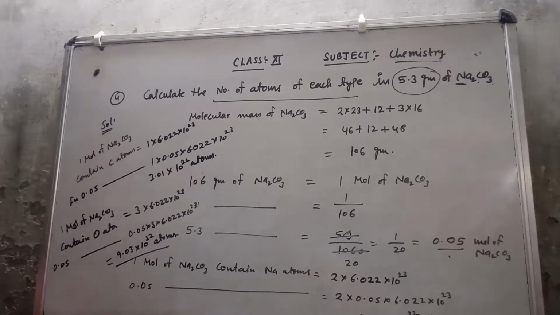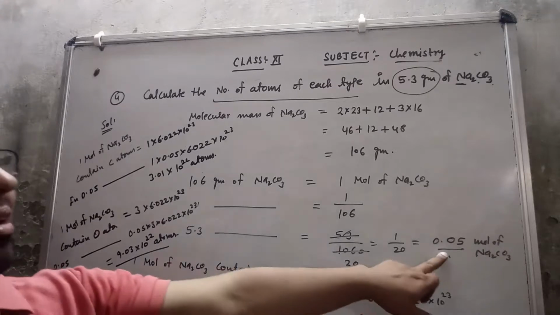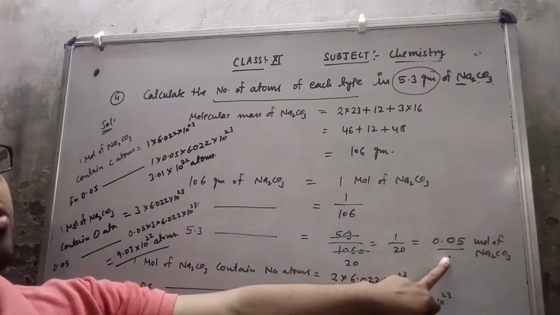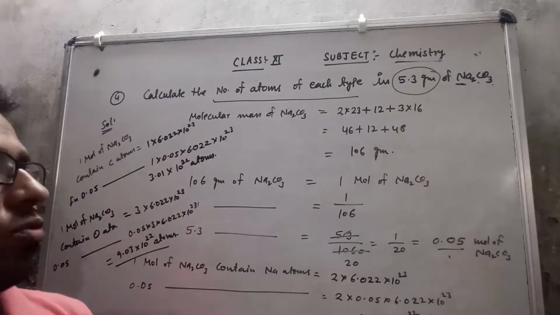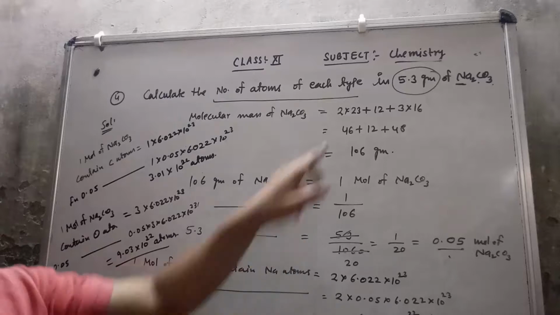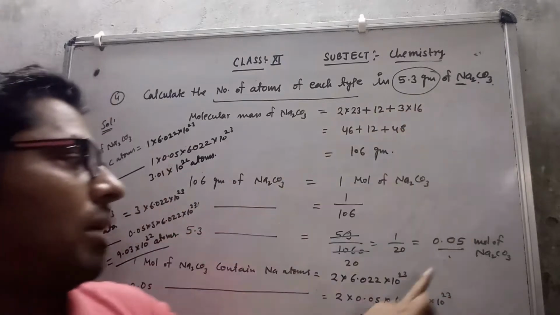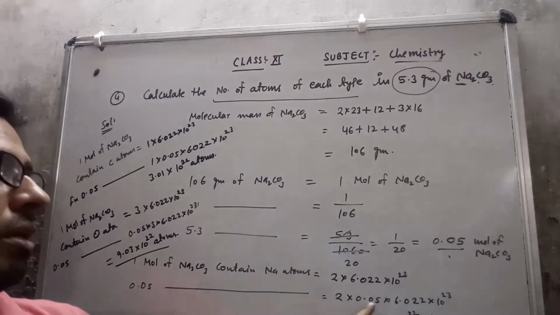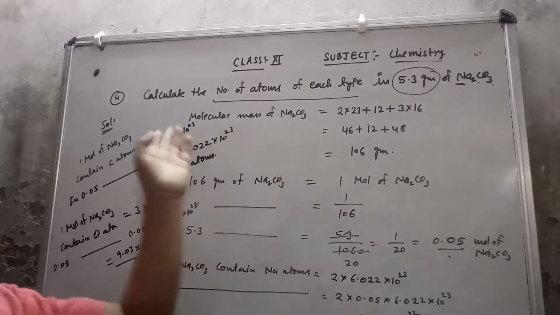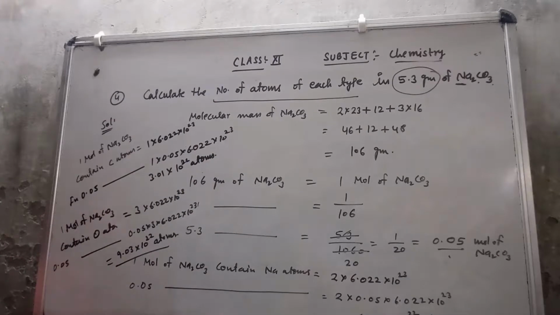Now again I will discuss. They are giving us 5.3 gram of sodium carbonate. So first of all I will find out how many moles are available in that much sodium carbonate. Now in that much mole I want to find out the number of atoms of sodium, of carbon and oxygen. So very simple. Of sodium, 2 is available, so 2 multiplied by Avogadro number in 1 mole. So in 0.05, multiply by 0.05. Same you have to go for carbon, same you have to go for oxygen.